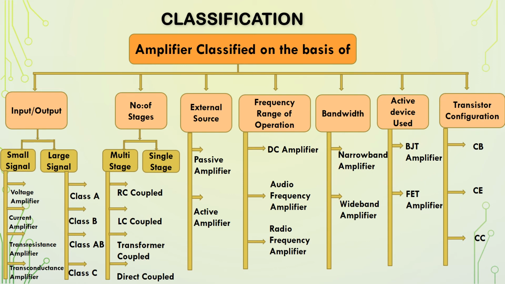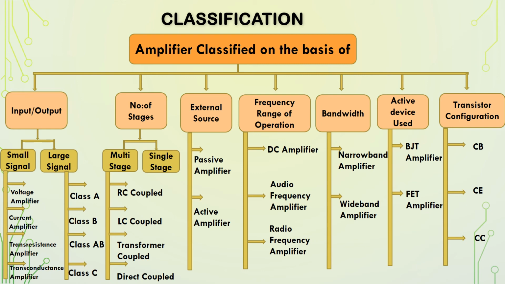RC coupled means coupling between the stages is done using a network of resistors and capacitors. They cannot amplify DC signals as the capacitor blocks the DC component of the input signal. The second one is LC coupled, which means the coupling is done using inductors and capacitors. Transformer coupled means a transformer is used to match the impedance or to decouple the parts of the circuit. And direct coupled means stages are directly coupled. So these are the 4 types under the multi-stage amplifier.